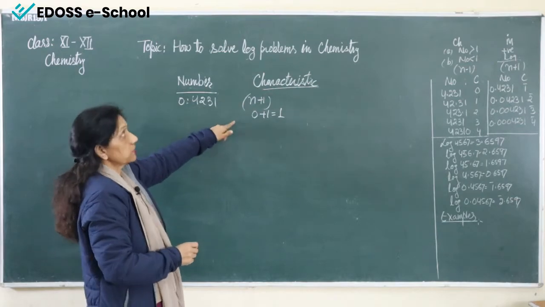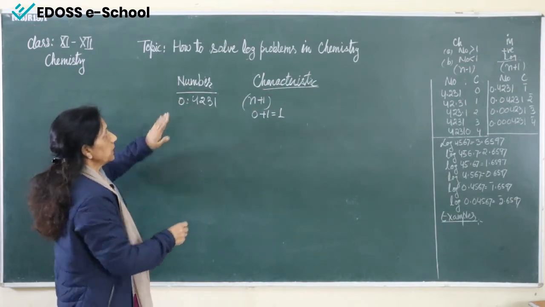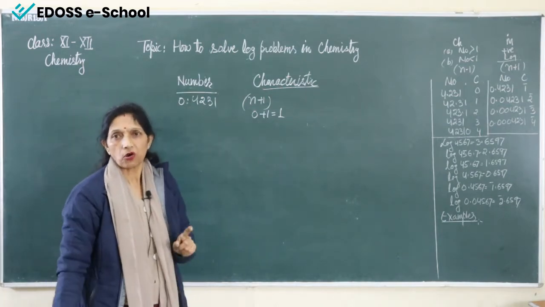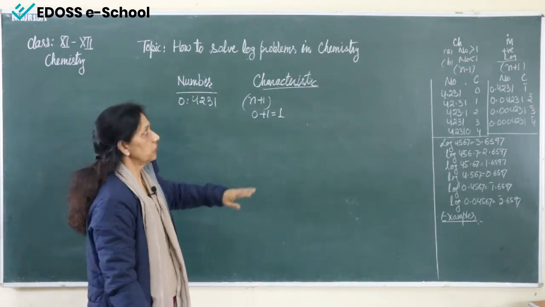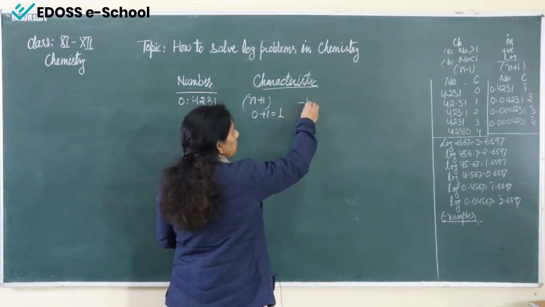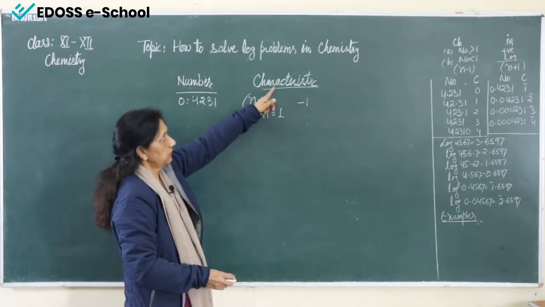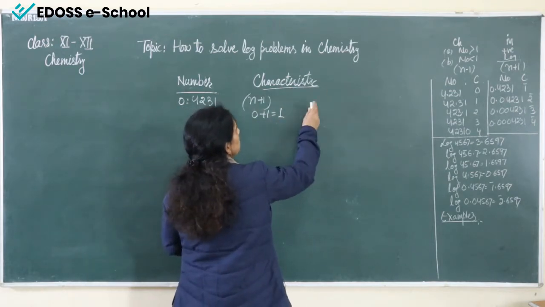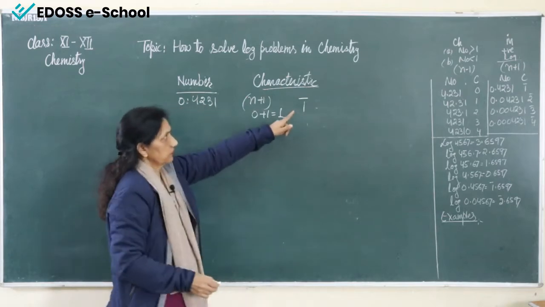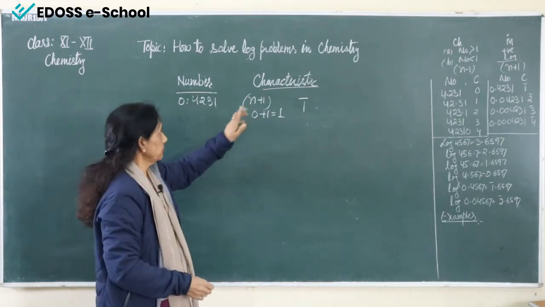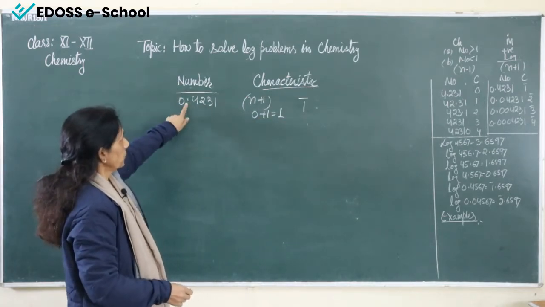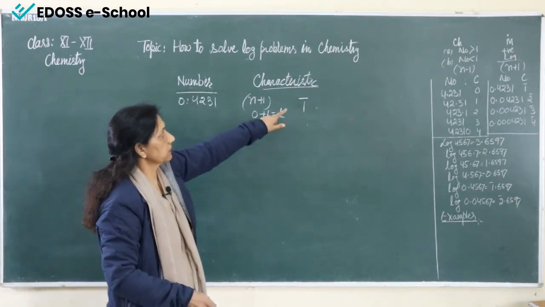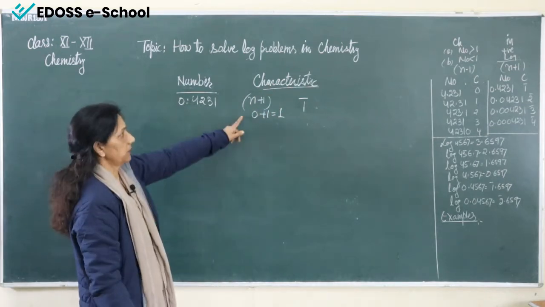So the characteristic of a number, if it is less than 1, is never taken positive. This is always taken minus. So we will write it minus 1. The characteristic can be written in this way, or we can write it 1 bar. This is also negative. So for the number 0.4231, characteristic is 1 bar.